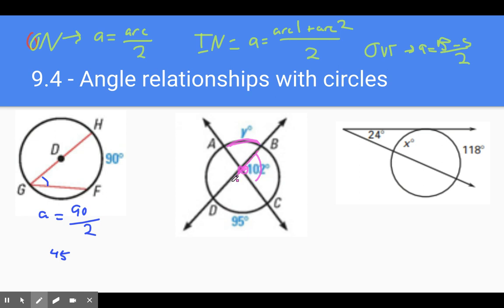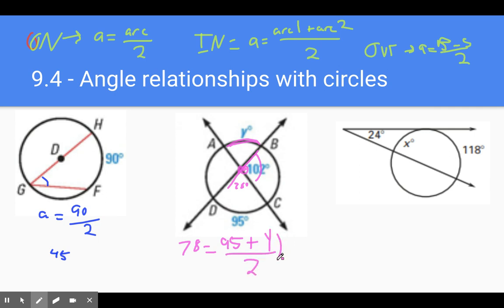So we know that this is a straight line, which is 180 degrees. 180 minus 102 means that that is 78 degrees. So we plug in our numbers. The angle here, 78, is equal to arc 1, which is 95, plus arc 2, which is what we don't know, that's what y is, divided by 2.